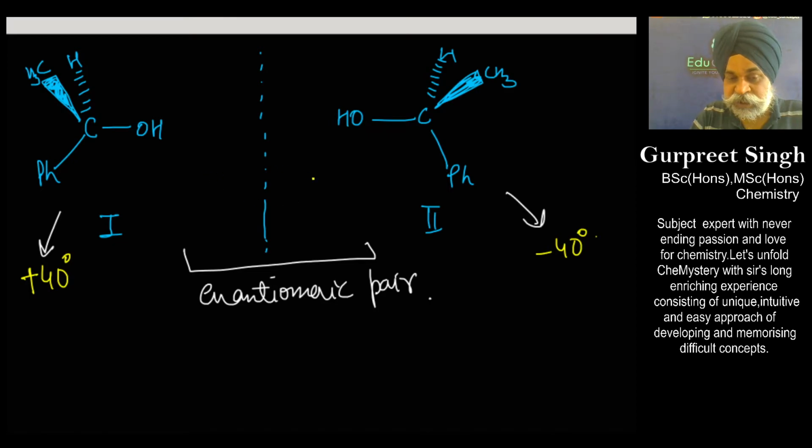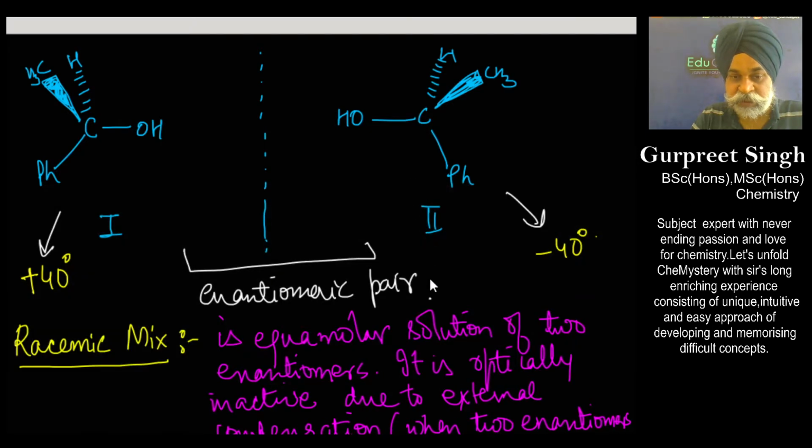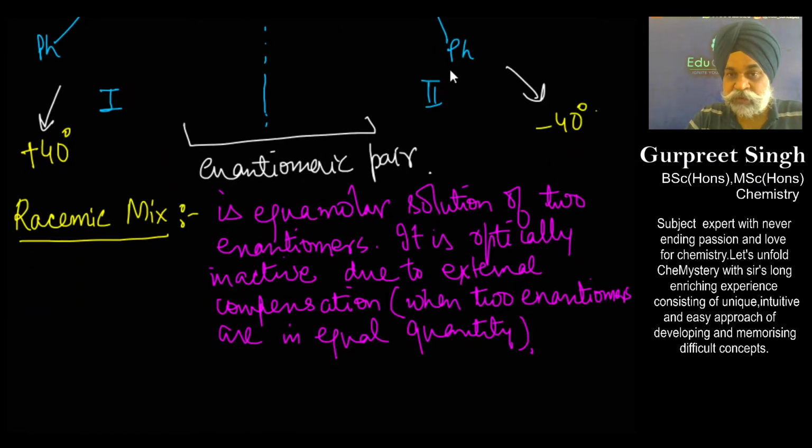Now the point is, if these two are formed in equal quantity, then we say it has to be a racemic mixture. So what exactly do I mean by racemic mixture? If these two quantities are formed in equal amount, then we will say it is a racemic mixture. Now what is a racemic mixture? A racemic mixture is an equimolar mixture of two enantiomers.